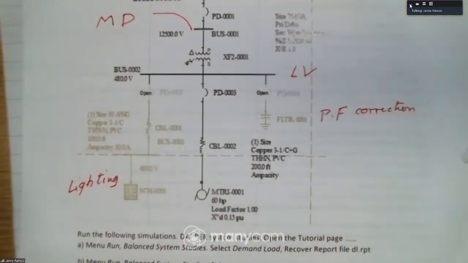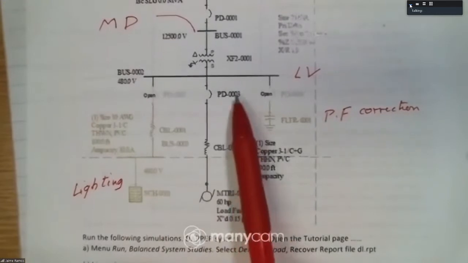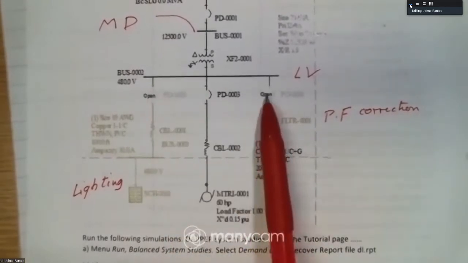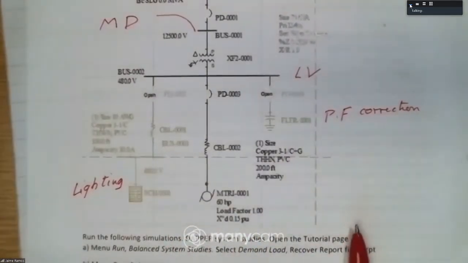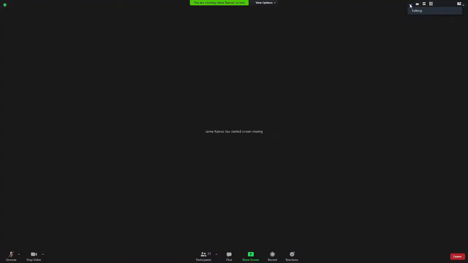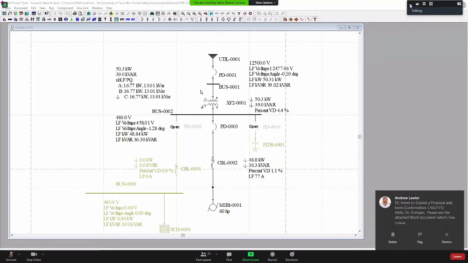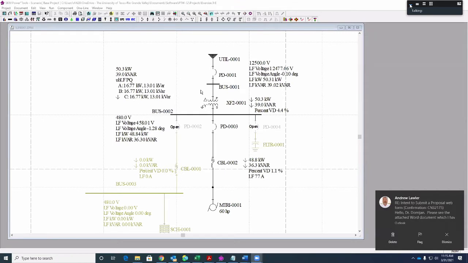Okay, now what we want to do now is to open and close these switches, these circuit breakers. So let's see how we can do that. So let me share the screen again. Excuse me a second.